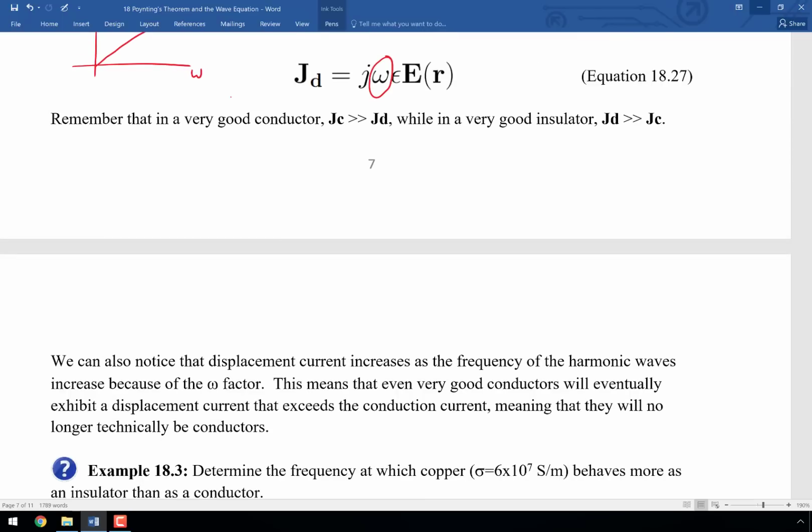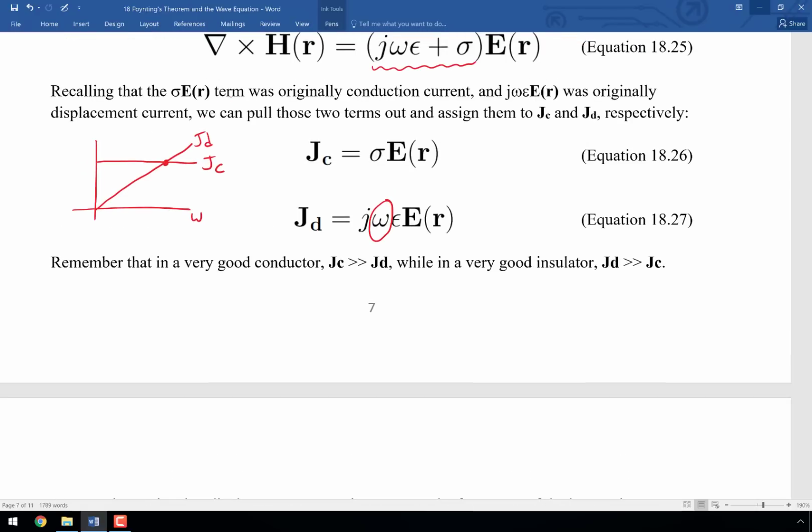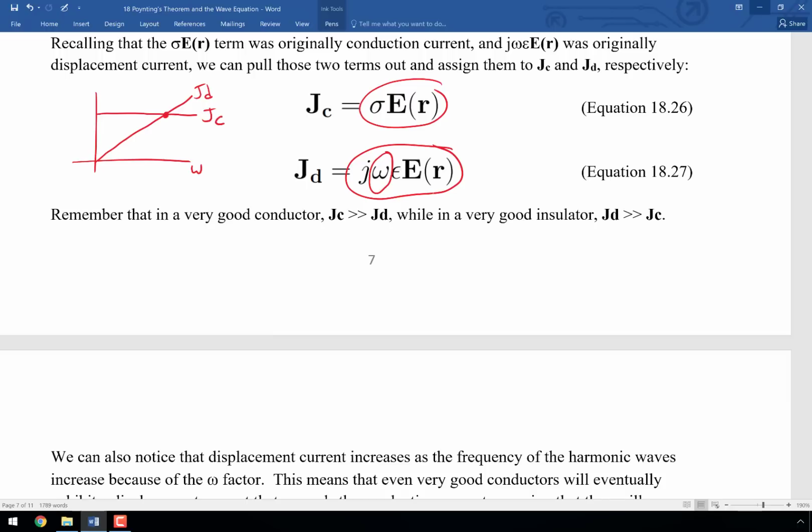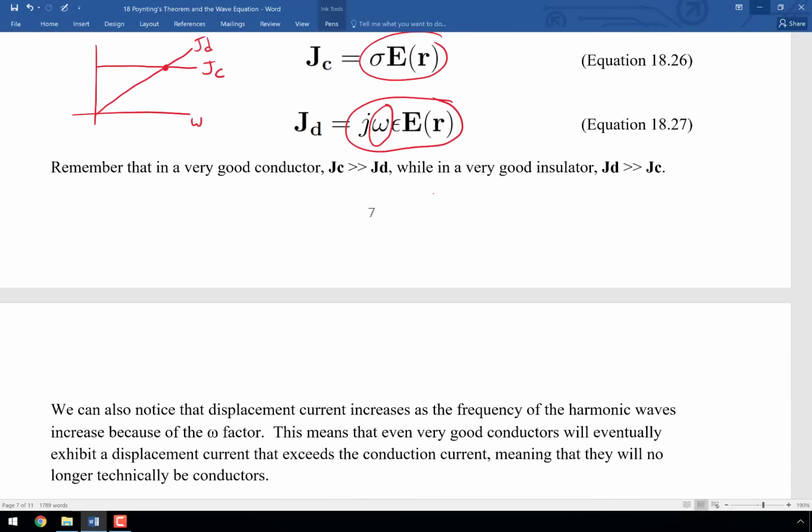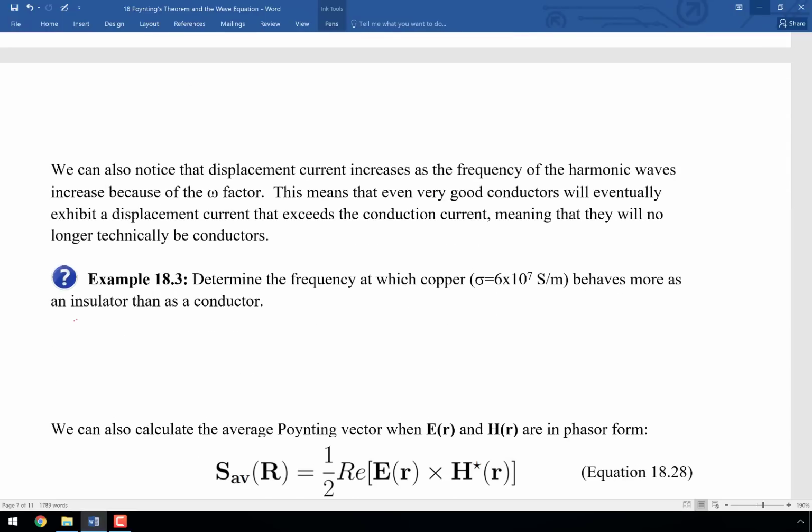So that boundary is going to be where sigma times E of R is equal to J omega epsilon times E of R. And I really just care about the magnitude, so I can drop the J there. So sigma times E of R equals omega times epsilon times E of R. Cancel out the E of R's. Sigma equals omega times epsilon, but what I'm trying to solve for here is omega.